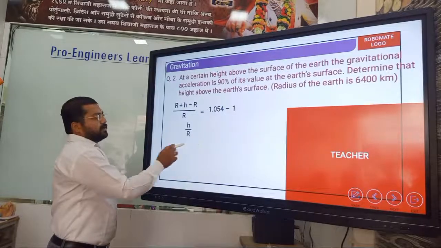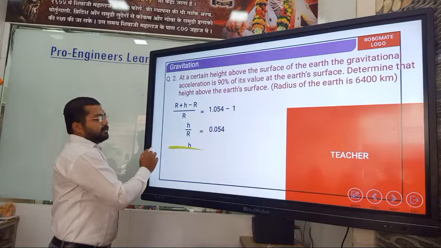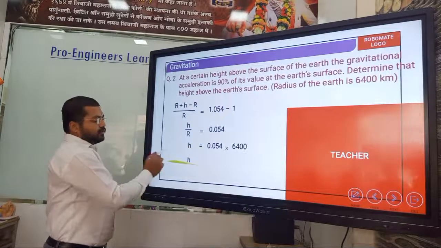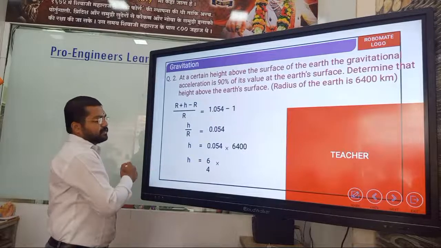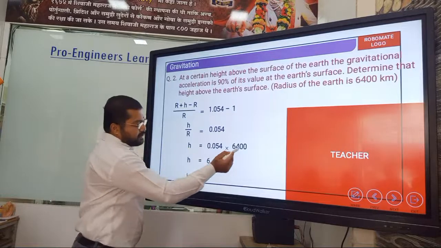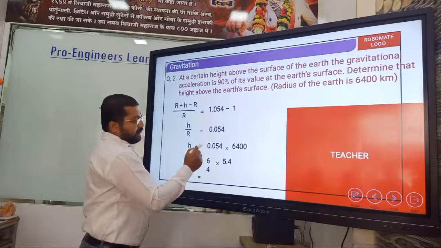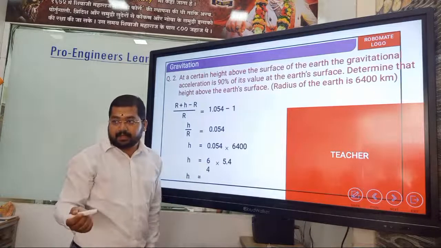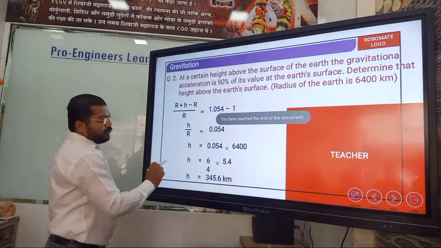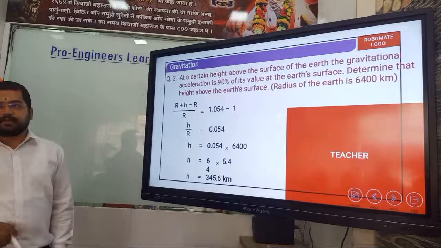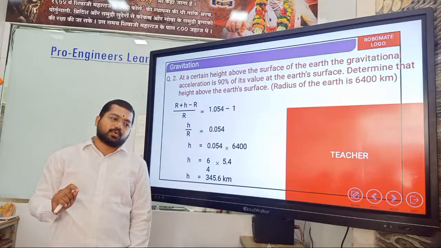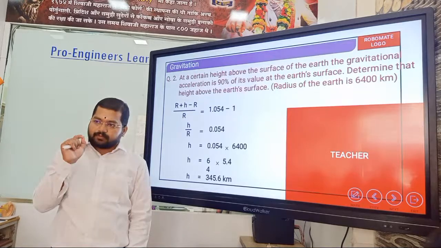Minus 1. So capital R का value लिया, multiply 6400. So the height is 5.4. Why? Because these zeros we have multiplied into 0.054 and that became 5.4. So the answer is 345.6 kilometer.